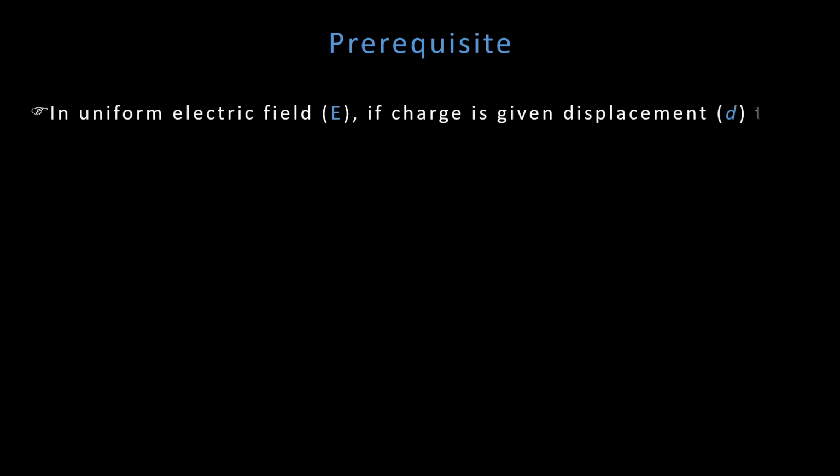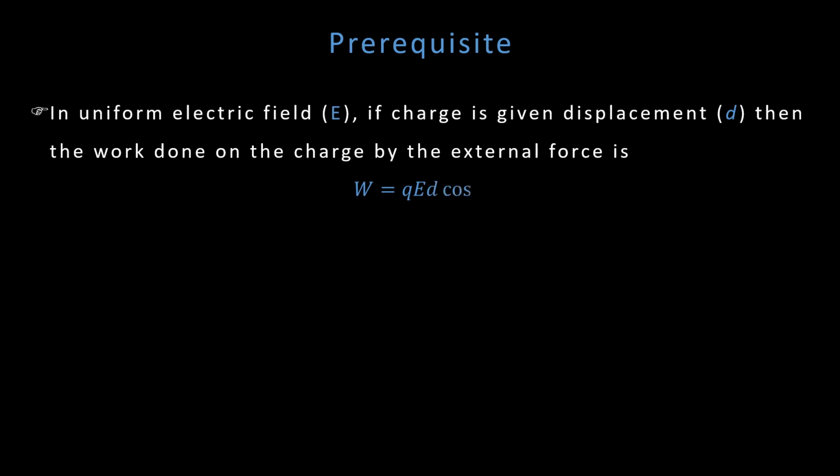To understand today's topic, we need to be clear with the following things. First of all, we should know that when we move charge in a uniform electric field, the work done can be given as W = QEd cos theta. What is theta here? This theta is the angle between electric force QE and displacement d, and hence the work may be positive or negative or sometimes even zero. Even if we move charge, it is possible that work done is zero.